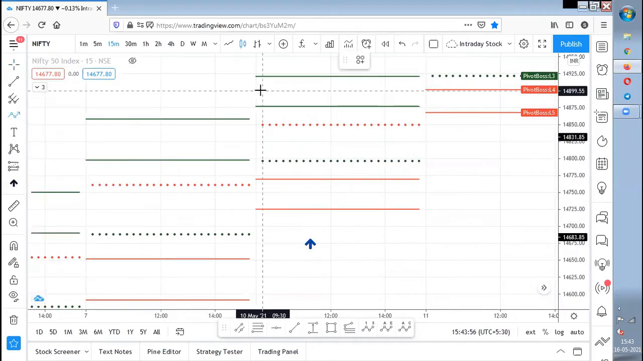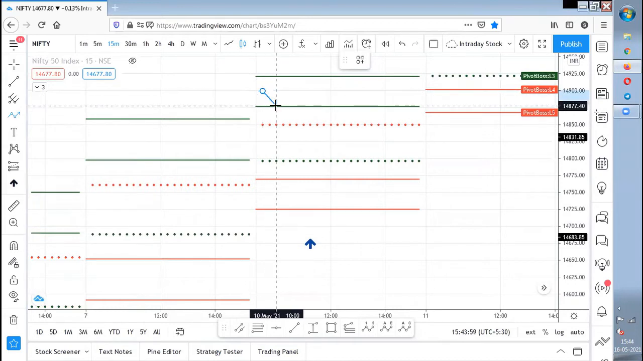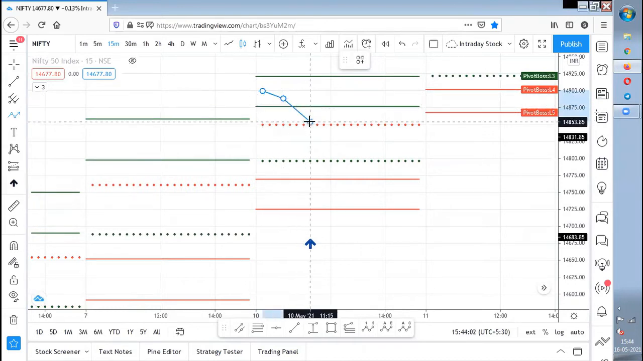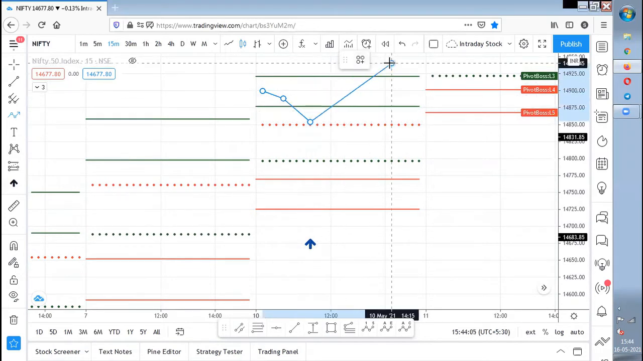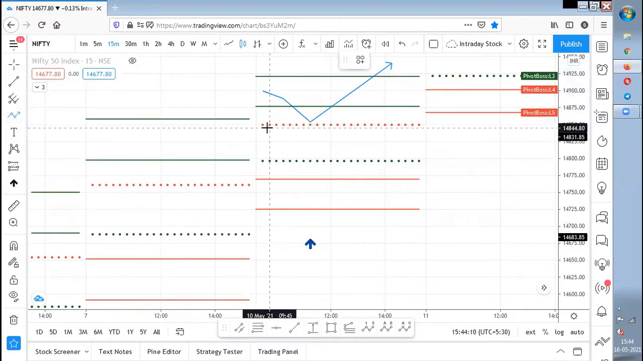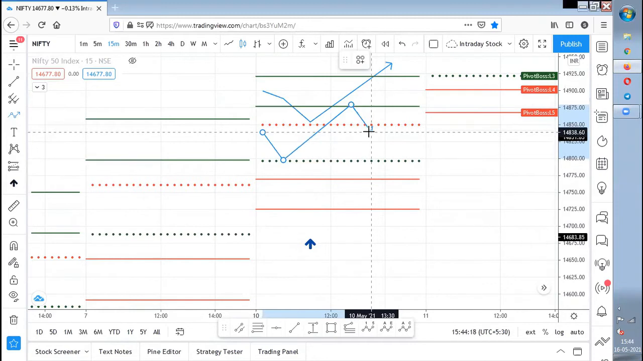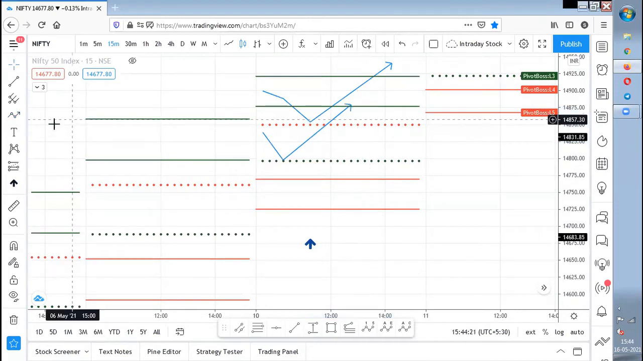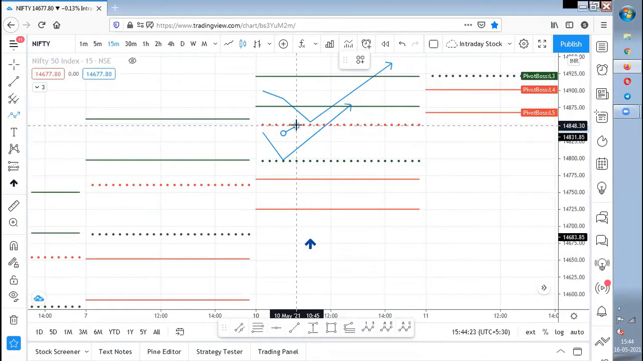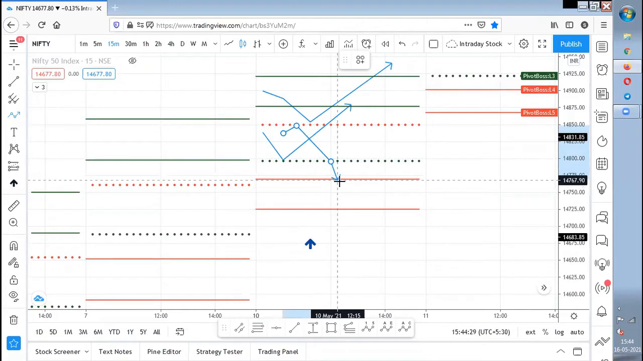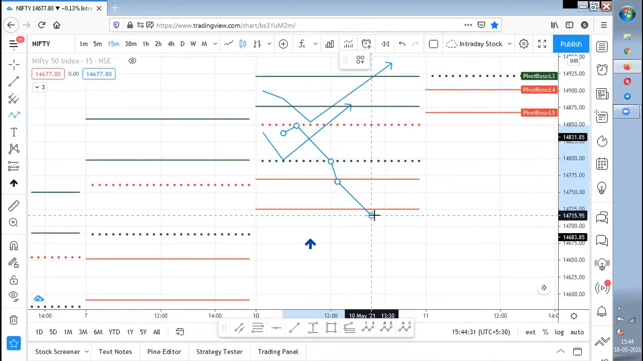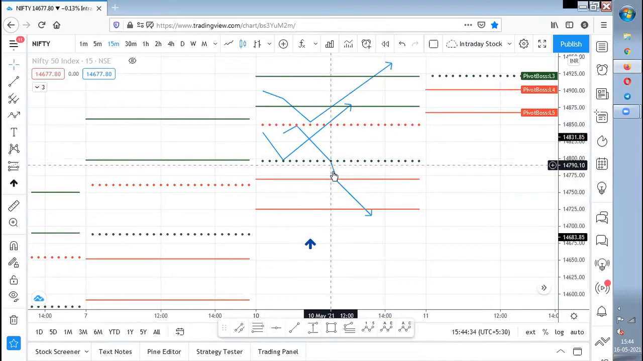If the price is opening above H4, then any pullback to H4 or H3 is going to be a buying opportunity towards H5. If the price is opening between H3 and L3, then any movement towards L3 is going to be a buying opportunity towards H4 and H5. If any rejection is seen at H3, then it can move towards L3, and if it further breaks L4, then we can go towards L5. This is something you have to be very careful about.